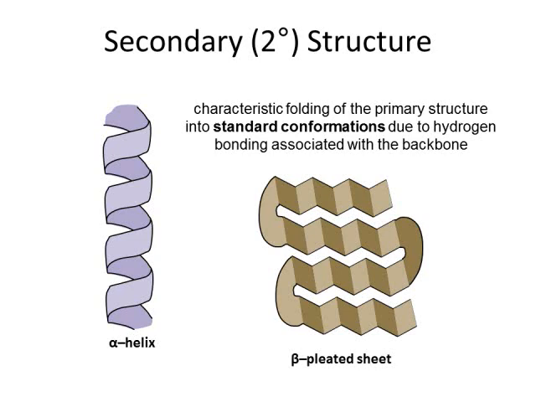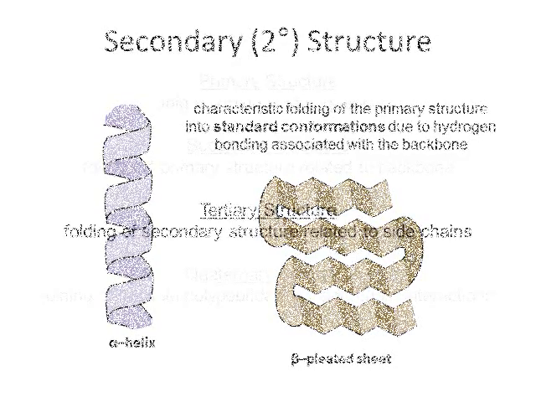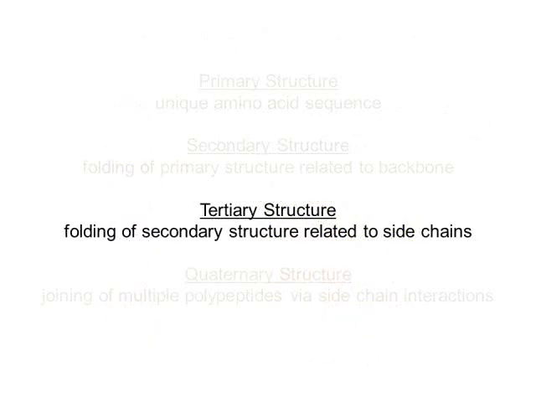Both the alpha helix and the beta sheet are held together by hydrogen bonds associated with the backbone of the polypeptide itself. And so literally what we have in the secondary structure is folding of the primary structure held together by hydrogen bonding to get the protein into a little bit more of an organized shape. So far we have the unique sequence of amino acids being the primary, folding associated with backbone hydrogen bonds into alpha helices and beta sheets for the secondary. And in the next video, we'll look at the additional folding that leads to the tertiary structure.